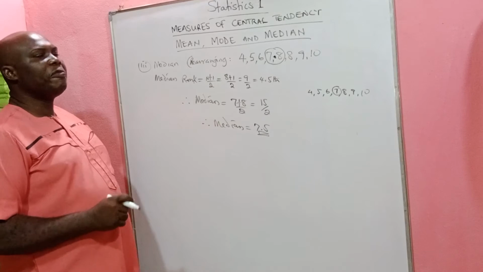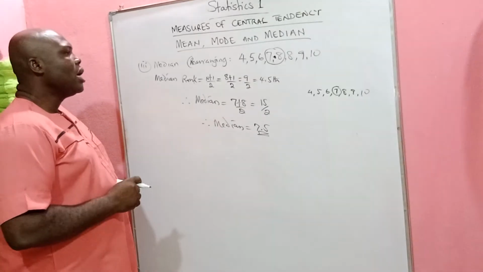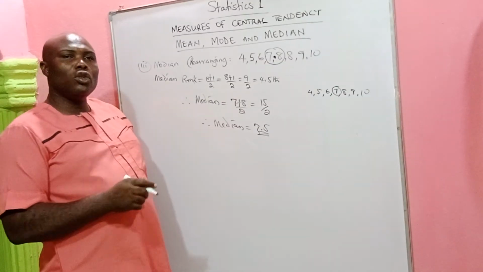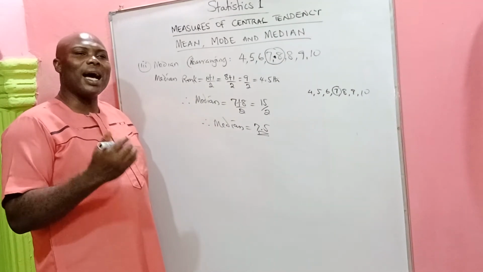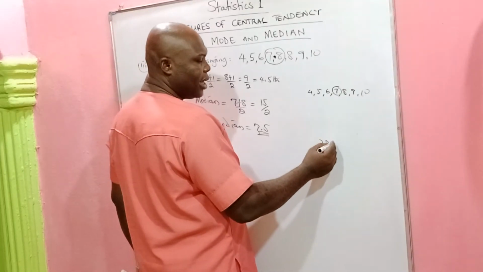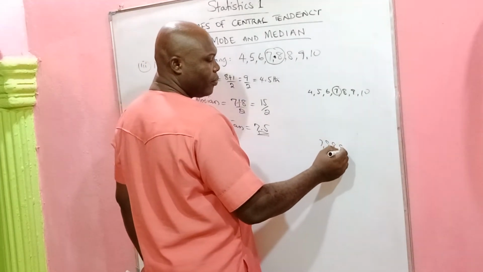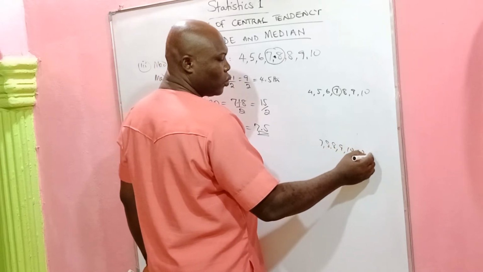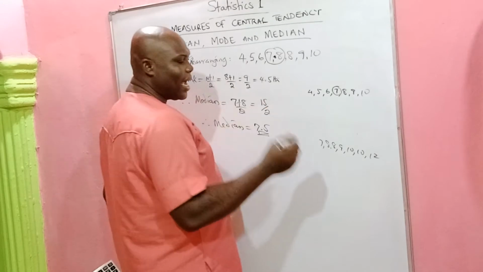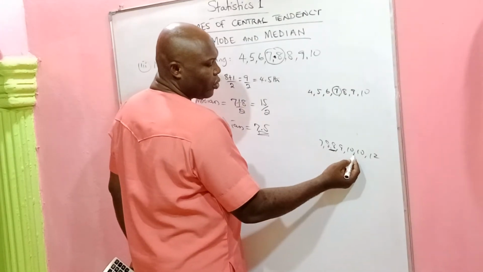Before we go into the frequency distribution, take note. Now you should understand that sometimes in the mode, you might have 2 or 3 numbers that have the highest occurrence. Let's say for instance 7, 8, 8, 9, 10, 10, 2. Assuming this was a distribution and you are asked to find the mode, realize that 8 occurred 2 times, 10 occurred 2 times.